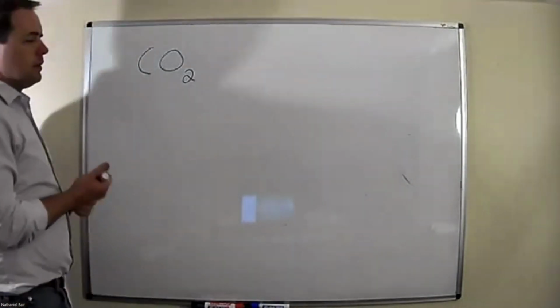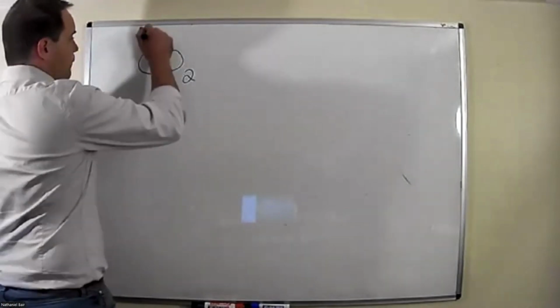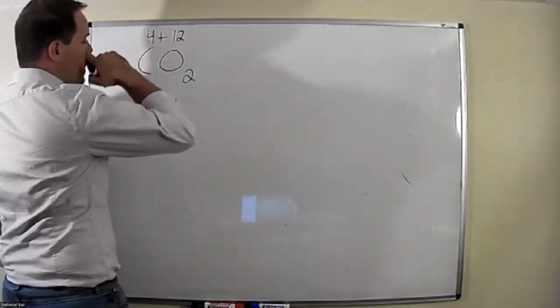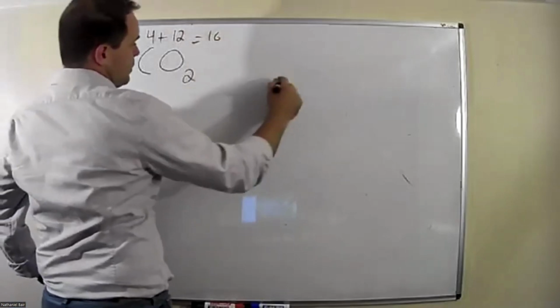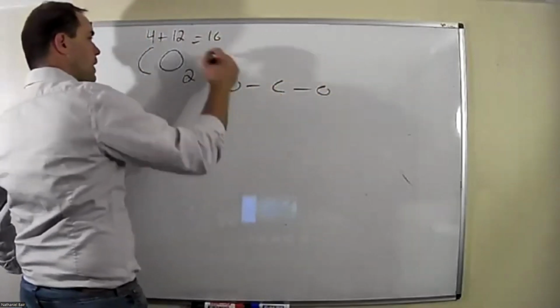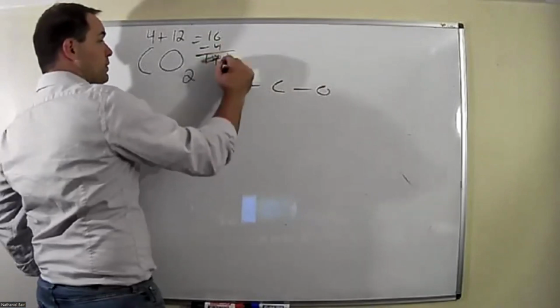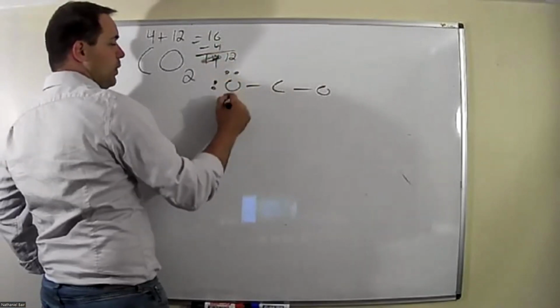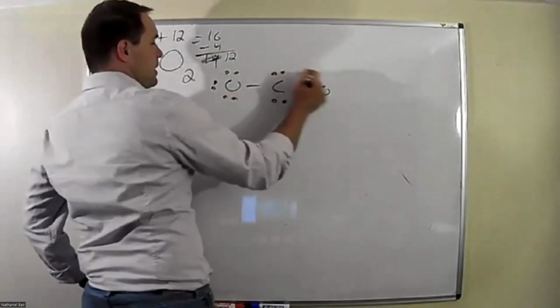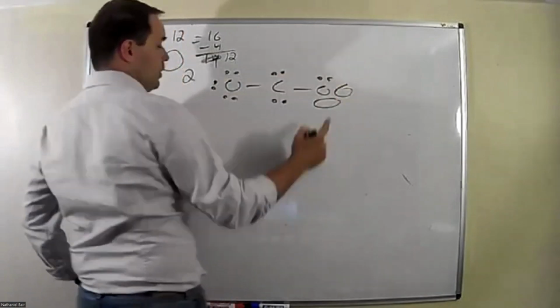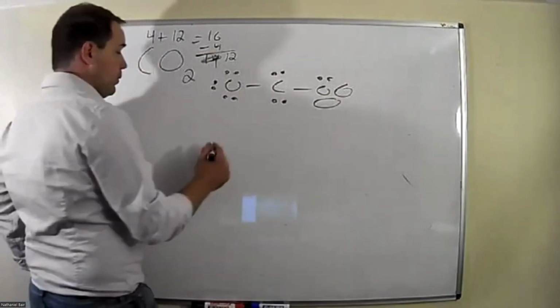All right. So here we go. We got 4 for the carbon, 12 from the oxygens. That's 16 electrons. Carbon in the middle, 2 oxygen, used up 4, got 12 electrons left. 2, 4, 6, 8, 10, 12. Uh-oh, it's a double uh-oh. What are we going to do?